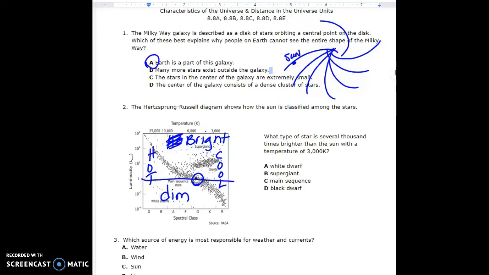Well, here's our sun, so we know we're somewhere up here, okay? 3,000 degrees, somewhere around here, but several times brighter, so that brings us to either the supergiants or the giants. If we look at our options, supergiant is an option. Main sequence, the part of the main sequence would actually be dimmer than the sun. The black dwarf, there's no such thing, and the white dwarf is also very dim. So the correct answer is going to be supergiant.